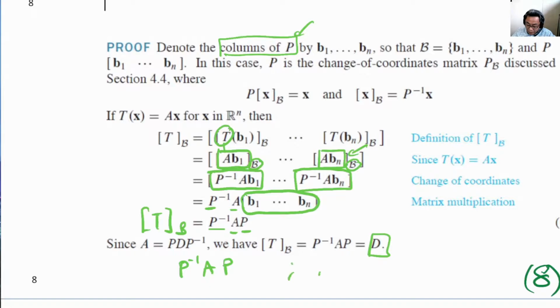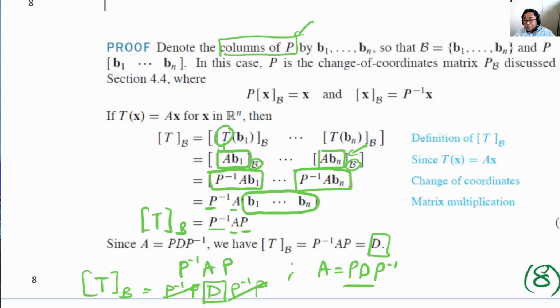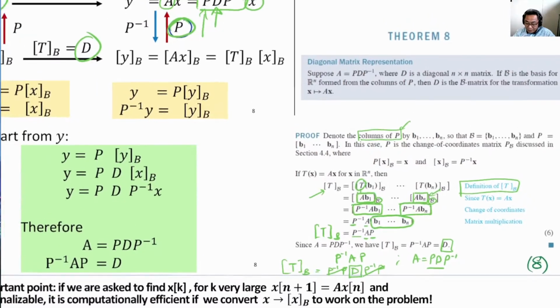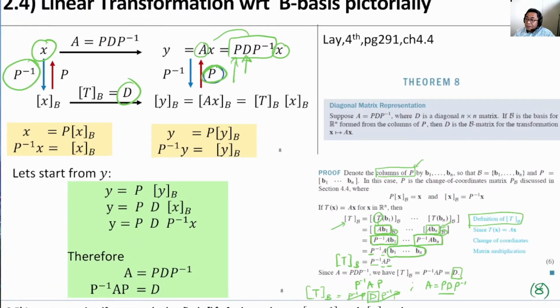Remember that A is equal to PDP^-1. Therefore, we substitute this into here. So it's P^-1 P D P^-1 P. P^-1 P cancels, P^-1 P cancels, leaving us with D as the transformation in the B basis. So this is Lay representing the transformation in the B basis through this definition of T_B. It's very different from what we have done, but whichever is simpler to you, you can just use it to find the transformation in the different bases. Thank you.